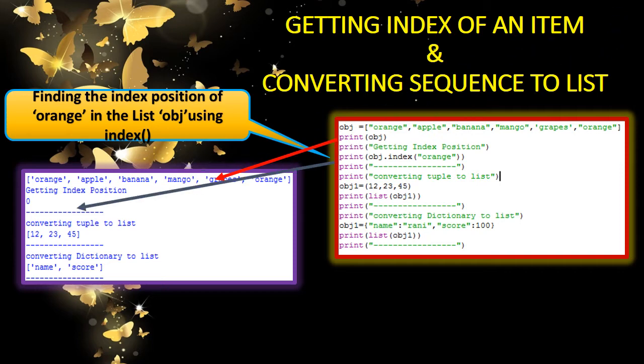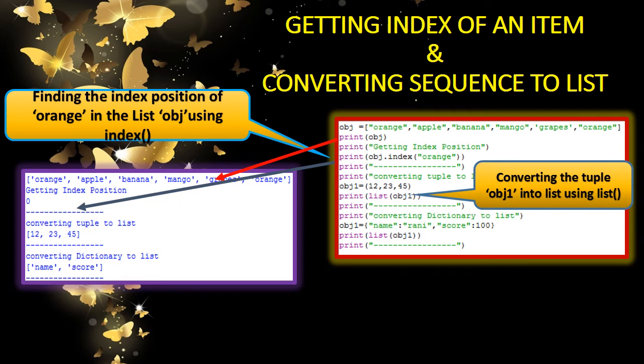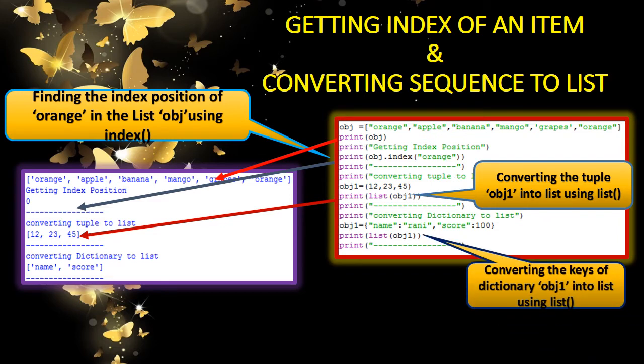Converting a tuple: obj1 equal to the tuple value. Tuples are enclosed by parentheses, like 12, 23, 45. They can be converted into a list using the list function, and then they are enclosed by square brackets. Dictionaries are enclosed by curly braces and come in key and value pairs. So while converting a dictionary into a list, only the keys are converted, not the values.